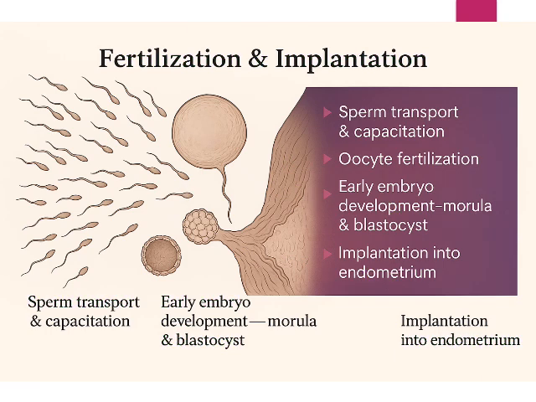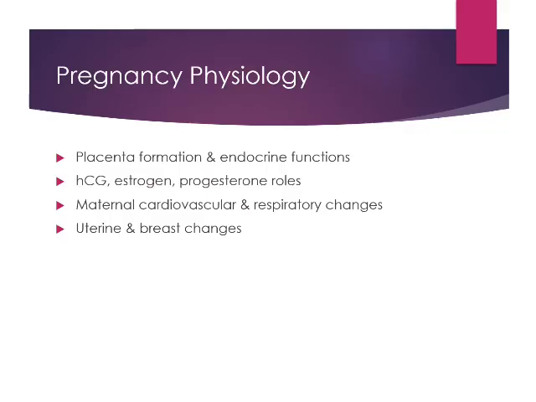The blastocyst development will be day 5 after fertilization, and this will happen during the journey from the ovary to the uterus through the fallopian tube. This journey will end by implantation into the endometrium. So this will be the chapter of fertilization and implantation.